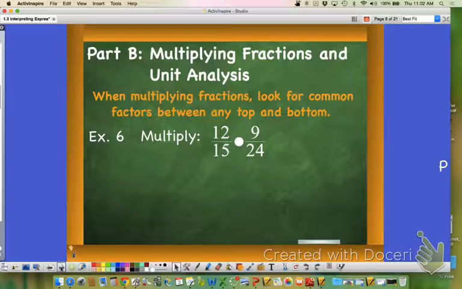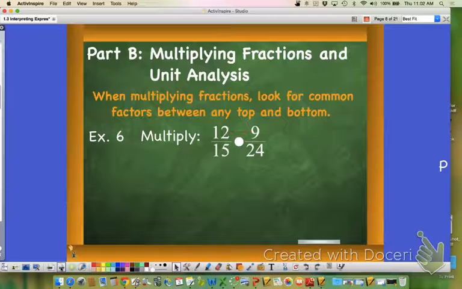Alright, so the first example that I've got here for multiplying fractions and unit analysis is example 6. It's really a simple expression, a multiplication expression, but it's multiplication of fractions. And whereas maybe your prior teachers taught you to multiply across, tops times tops and bottoms times bottoms, I'm not saying that's an incorrect method. I just want you guys to start learning how to reduce first, then multiply. So this is what I mean.